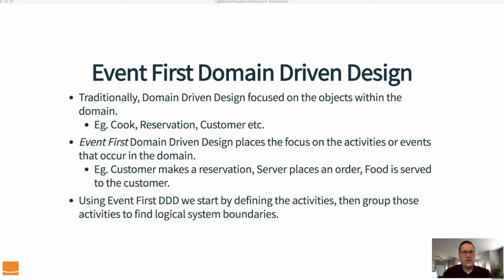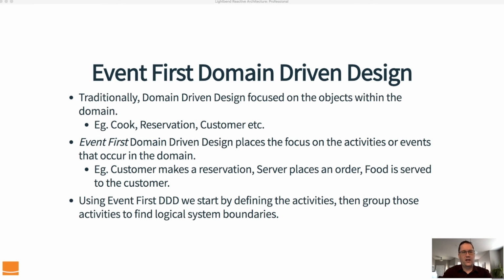Traditionally, domain-driven design focused on the objects within the domain. So if you go back to Eric Evans' book, you'll see he focused a lot on those objects, the cook, the reservation, the customer, things like that. In more recent times, the techniques have evolved a little bit, and now we talk a lot about event-first domain-driven design, which places the focus on the activities or events that occur in the domain.